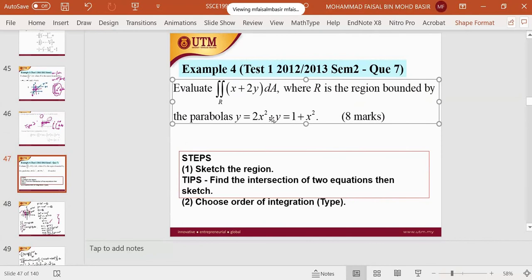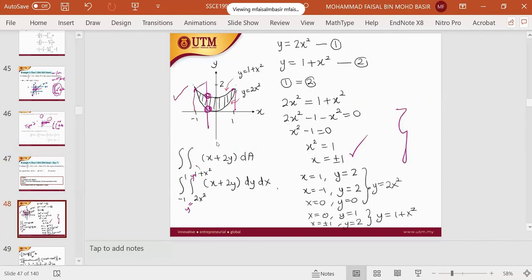Okay, for sure, these two will be quadratic, and 1 plus x squared, which means it is above, and 2x squared is at the origin. So if I use type 1, so you can x is from 1 to 1. 1 to 1, you have to use the simultaneous equation. Okay, then this is just a point. Okay, and then this is 2x squared to 1 plus x squared.